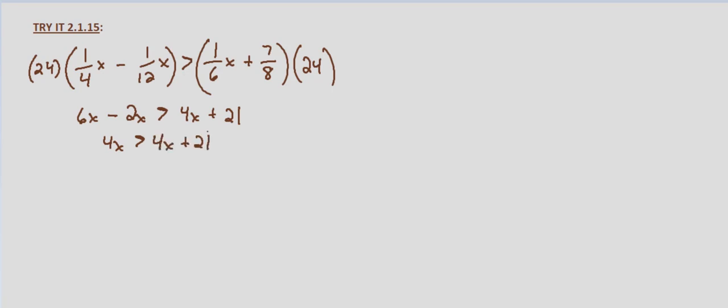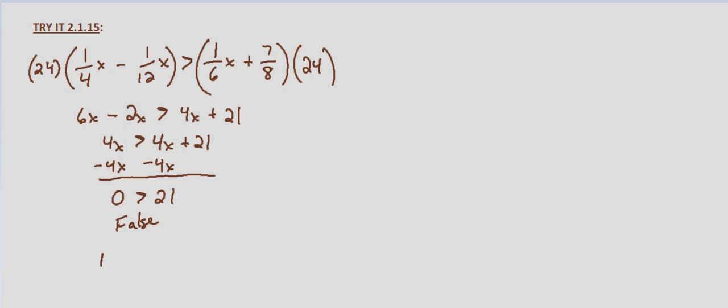We should already notice something strange here, and that's that, hey, wait a minute, something is greater than something plus 21? That's an indicator that we're going to end up with no real solution, because you can't start with something, add a real number to it, and still end up with the same value. So we end up with 0, after we subtract 4x from both sides, 0 is greater than 21. Well, that's false.